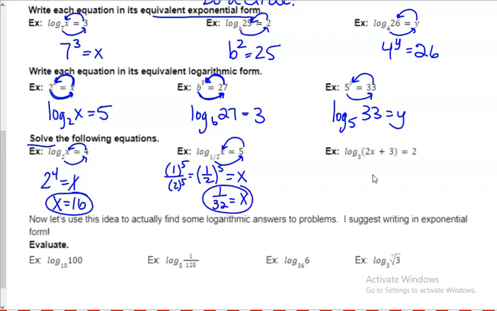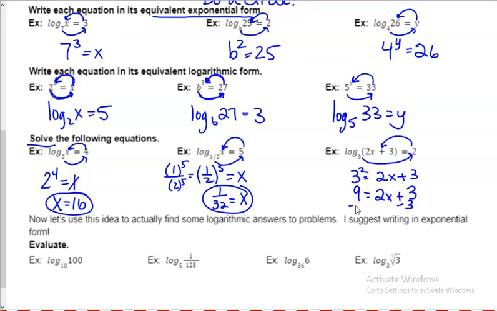On our last type of problem here, changing into exponential function, we get 3 to the 2nd power equals this expression of 2x plus 3. And now it's not as easy as these, where I just have to simplify the number side. I actually have to solve this for x. So I'm going to first make this a 9 equals 2x plus 3.